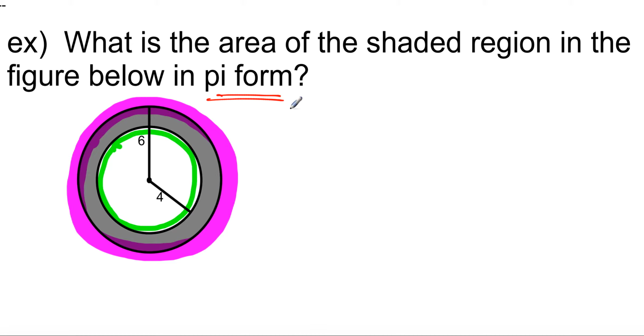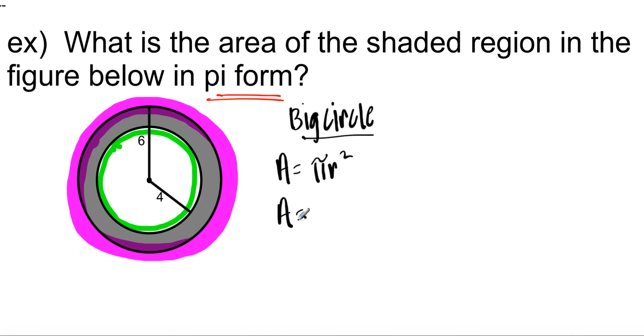We're going to first find the area of the big circle. Write your formula down. Area is equal to pi r squared. And the big circle has the radius of 6. So area is equal to pi times 6 squared. And 6 squared is 36. So this is 36 pi. They didn't give us any units, so I'm not going to worry about it till the end.